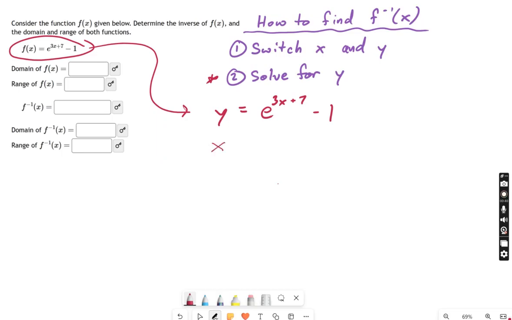So what I'm going to do now is switch x and y. So this will be x equals e to the 3y plus 7 minus 1.